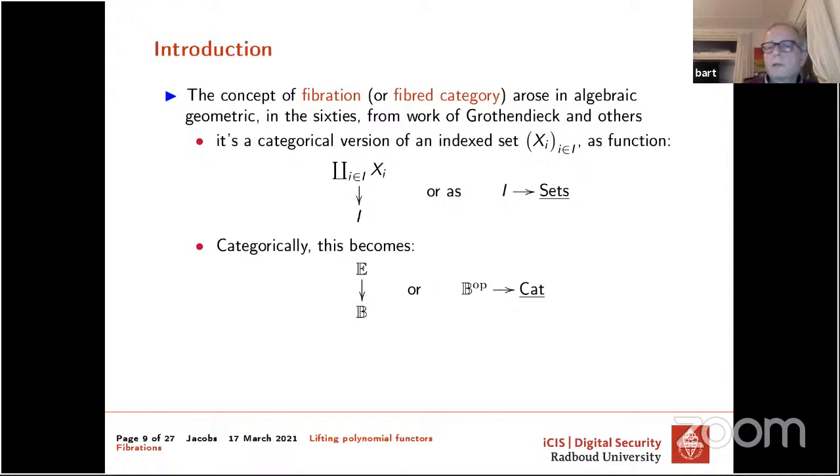If you want to have a B-indexed collection of categories, an obvious way is to do it as a functor from B to the category of categories, and then there's an op here, and this is the natural way to do it. There's an equivalent way of describing it as a special functor with B as codomain, and this is the description as a fibration or as a fibered category.